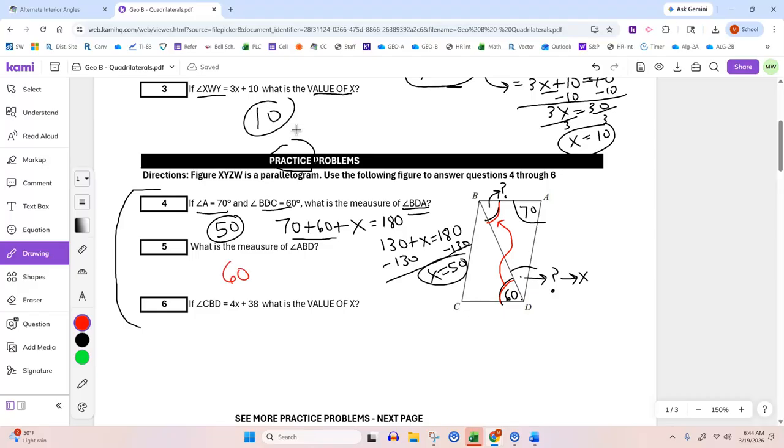Okay. So now number 6 says if CBD equals, so this one right here equals 4x plus 38, right? What is the value of x? So now we're solving for the x. Well, we know that this one here is going to be the same as this one. Well, we already solved that. That's 50, right? So we can just put equals 50. Okay, minus 38, minus 38. 4x equals 12, x equals 3, okay? So that's how you do these problems.